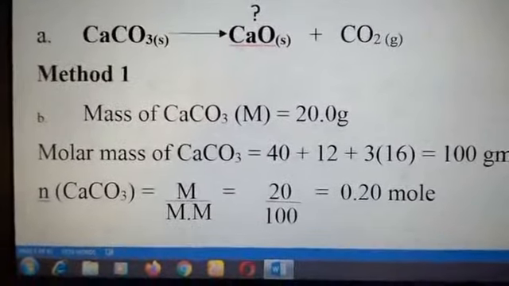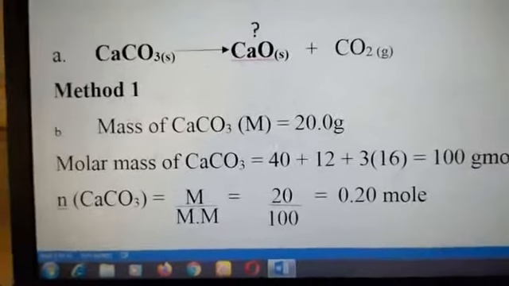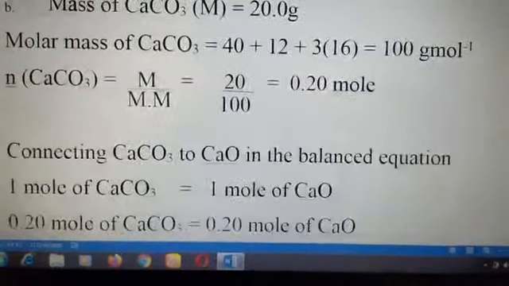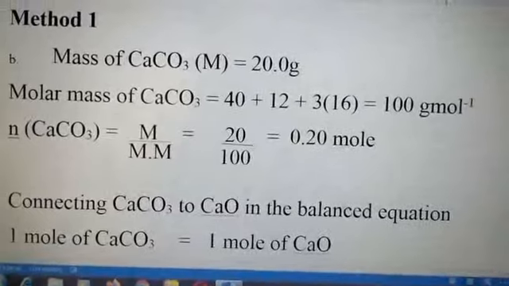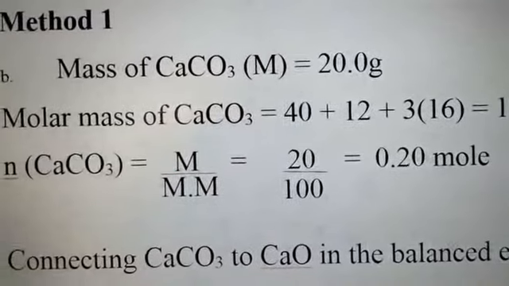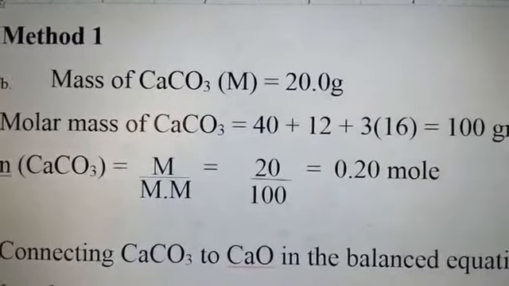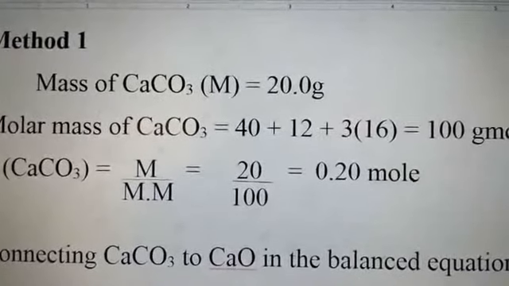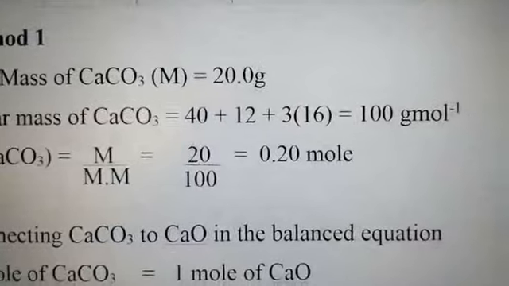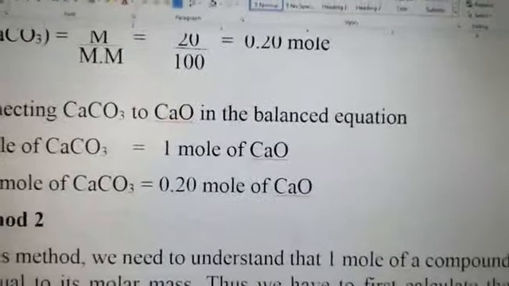We'll now find the number of moles of calcium carbonate, the known substance participating in the reaction. Since we're given mass, the connection between mass and number of moles is mass over molar mass. So moles of calcium carbonate becomes 20 over 100, making substitution. That gives us 0.20 mole of calcium carbonate.